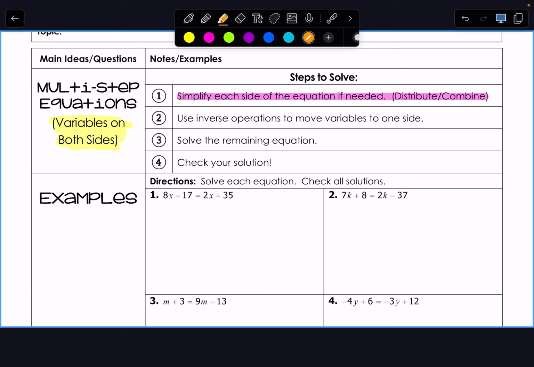Then, because we might have variables on both sides, we need to choose a side to move our variable to. You're going to use inverse operations. You're basically going to add or subtract your variable to either the left or the right side. I'm going to typically move to the left side unless it's way easier to go to the right side. So I'm going to say 90% of the time, let's just go to the left side, okay?